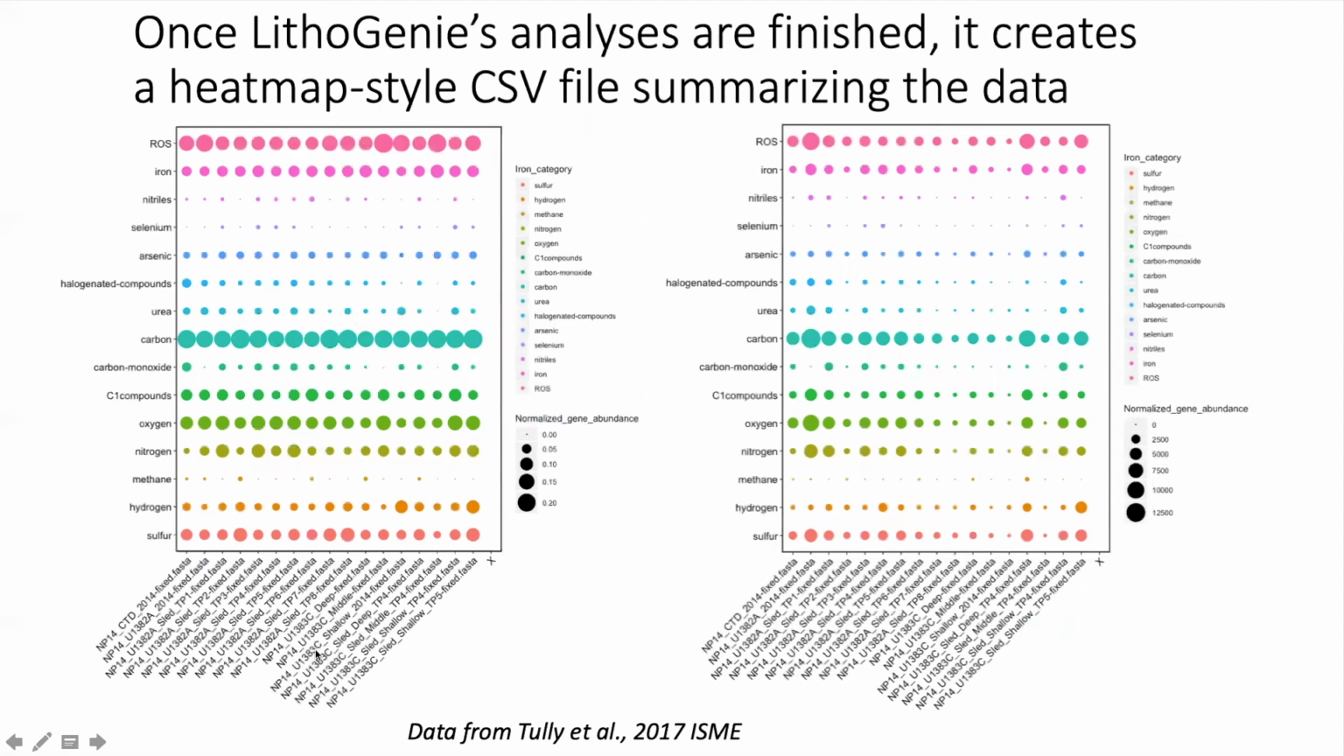This is showing Lethargini output first. It provides a very broad category overview when you run Lethargini, and you get a bunch of genes for iron, nitriles, arsenic, urea, hydrogen, sulfur. It tells you in normalized gene abundance, which represents the size of the dot, how many genes are present in each. In this case, it's a metagenome assembly.